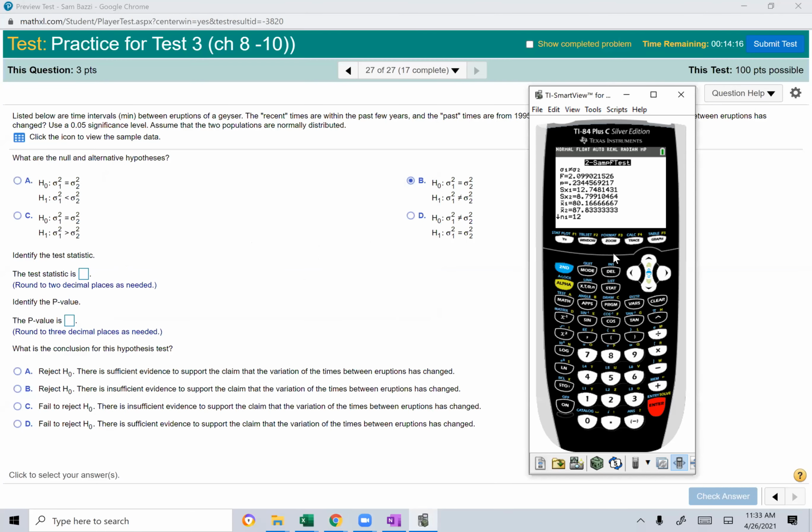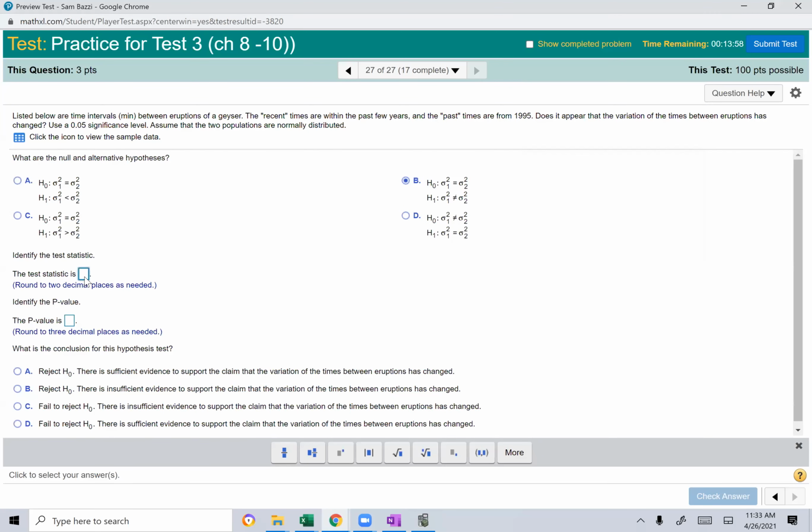Let me bring the calculator back. So F, guys, the test statistic is 2.09, it's 2.1. And the p-value is 0.2345. So 2.1 and 0.234, which is bigger than alpha. Alpha is what here? 5%. Fail to reject the null hypothesis.